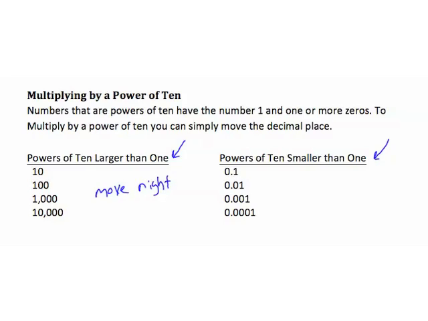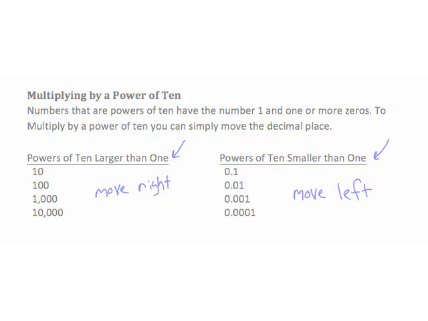Over here, I have a list of powers of 10 that are smaller than 1. 0.1, 0.01, 0.001, etc. Multiplying by numbers that are smaller than 1 will give us a smaller answer. And so since these numbers are powers of 10, all we have to do is move the decimal place to the left to get an answer.